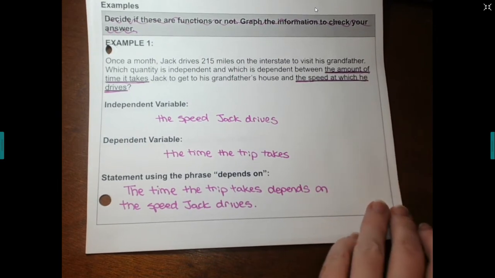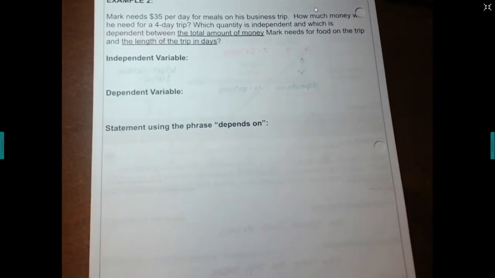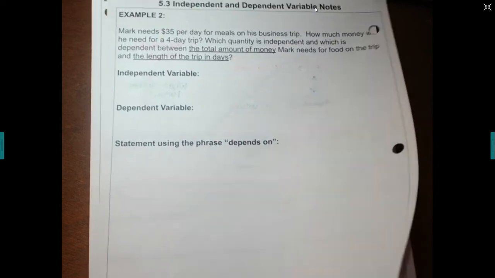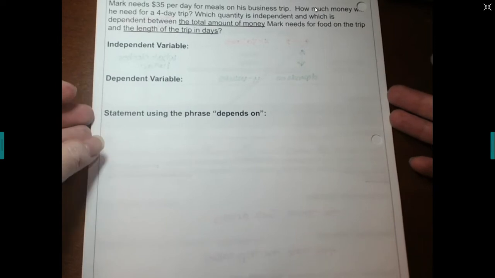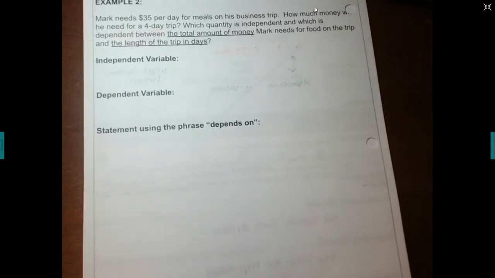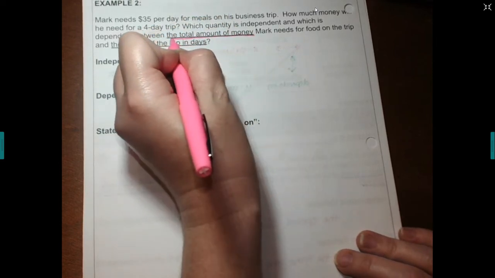Okay. Go ahead and meet me on example 2. Example 2. Mark needs $35 per day for meals on his business trip. How much money will he need for a 4-day trip? Which quantity is independent and which is dependent between the total amount of money Mark needs for food on the trip and the length of the trip in days?